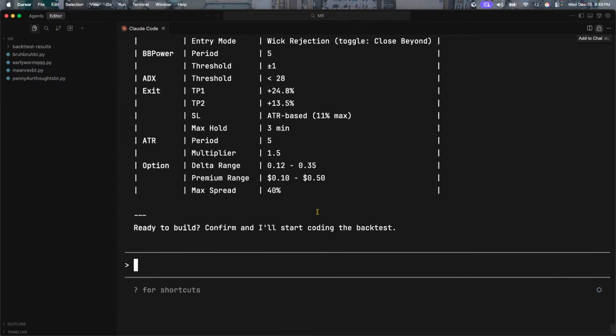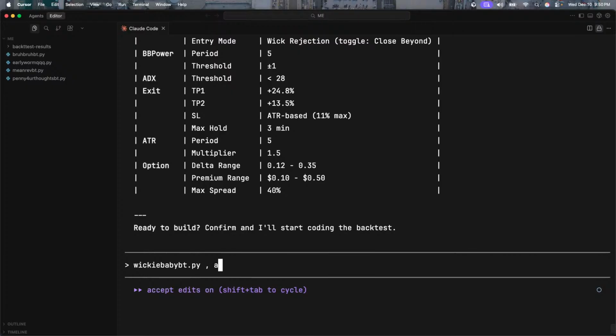Perfect, perfect, perfect, perfect. All right, let's build it. What should we call this? I'm going to call it Wiki Wiki. Wiki BT dot PY, Wiki baby BT dot PY. If you know, you know.